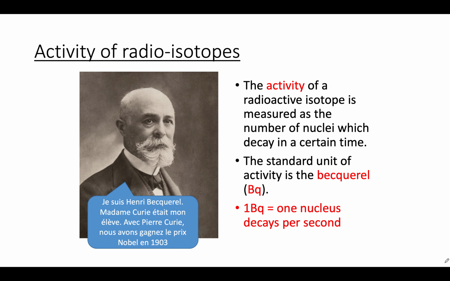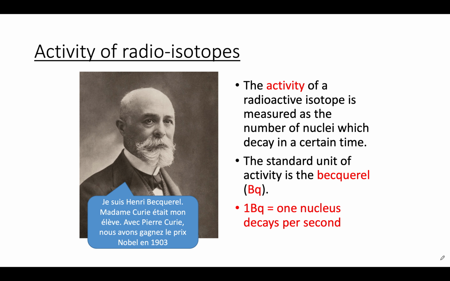So let's think about activity. So that chap there is Henri Becquerel. He in fact was Marie Curie's boss at the Sorbonne in Paris, and he is associated with the units of activity of radioactivity. It's quite an honour in science, obviously, to get a unit named after you because of your contribution to science.